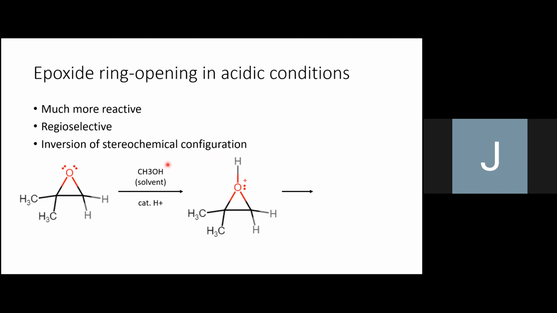But there's one complication. We would expect this to also attack from the least substituted carbon, but that doesn't occur. Instead, it actually attacks this carbon over here, which has the most substituents. But interestingly enough, it also still has inversion of stereochemistry. You're still going to have this nucleophile on the opposite side of the bond from this leaving group, your epoxide oxygen. So I'm going to walk through the mechanism and explain why this happens.